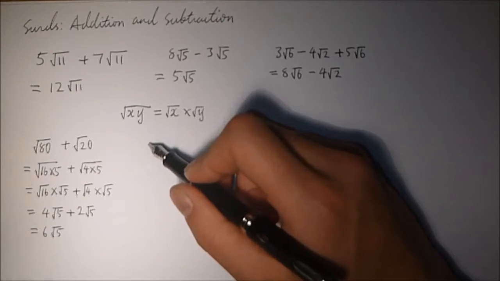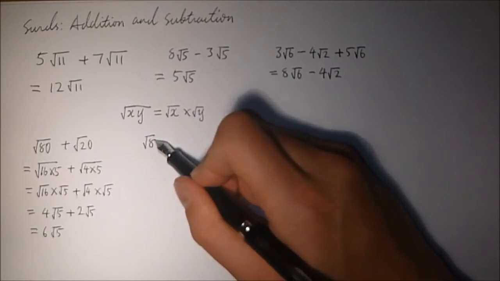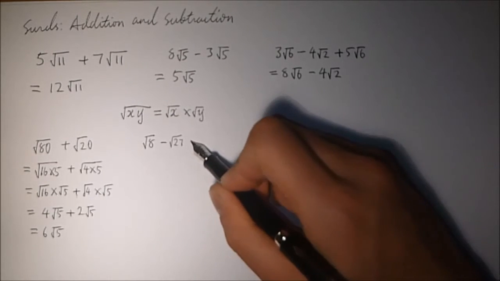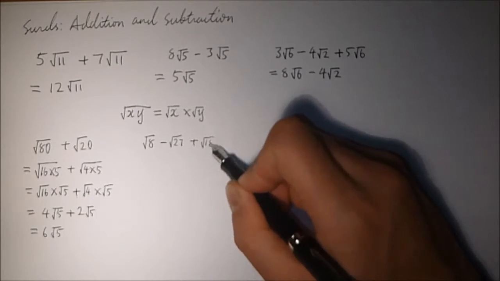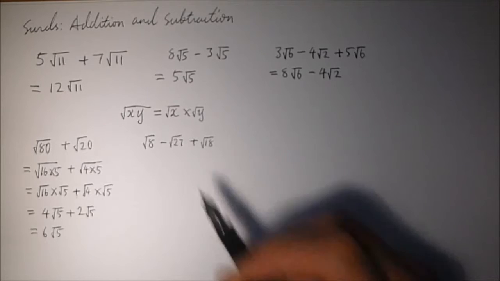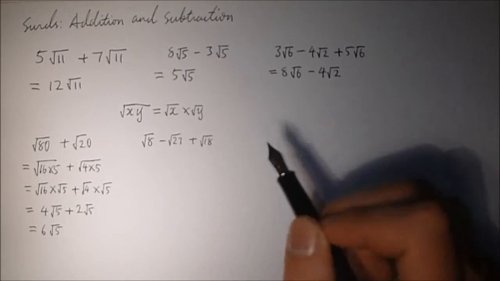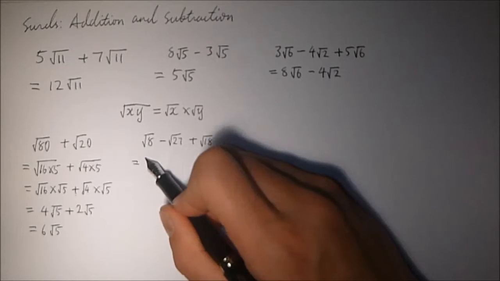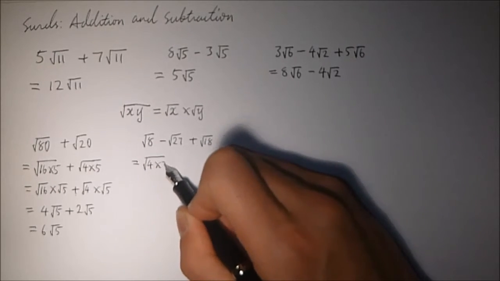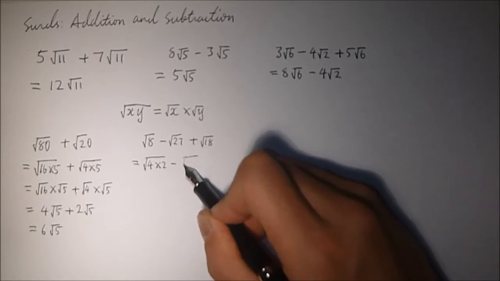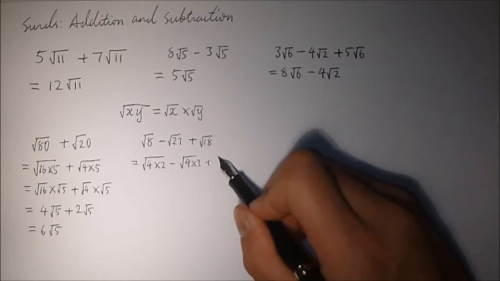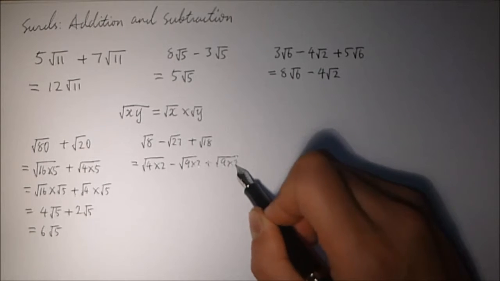And let's try another example where we have square root of 8 minus square root of 27 plus square root of 18. Once again, there's in fact a square number in each one of these. So we have square root of 8 is in fact 4 times 2. 27 is 9 times 3. And 18 is 9 times 2.